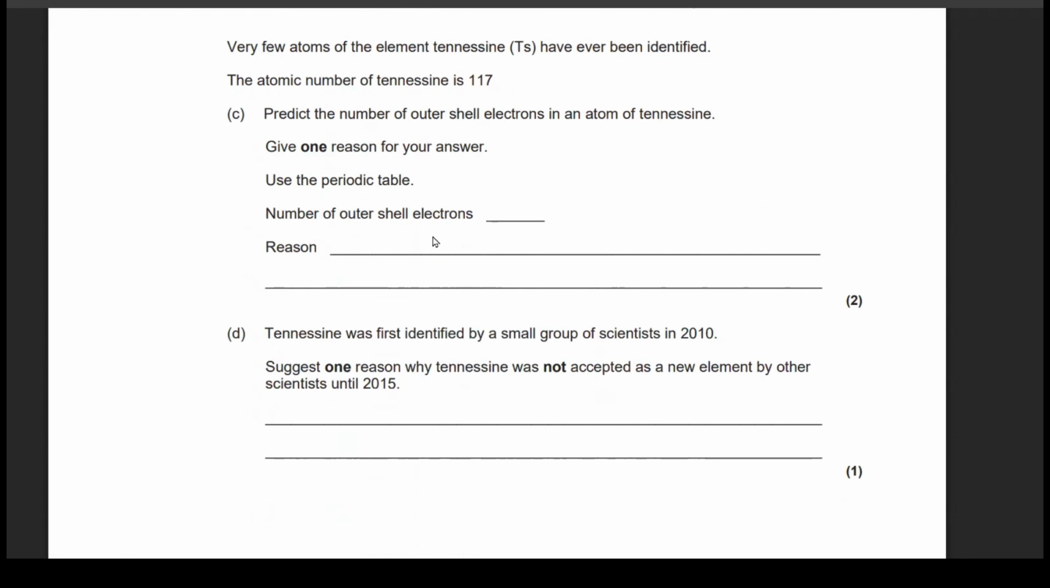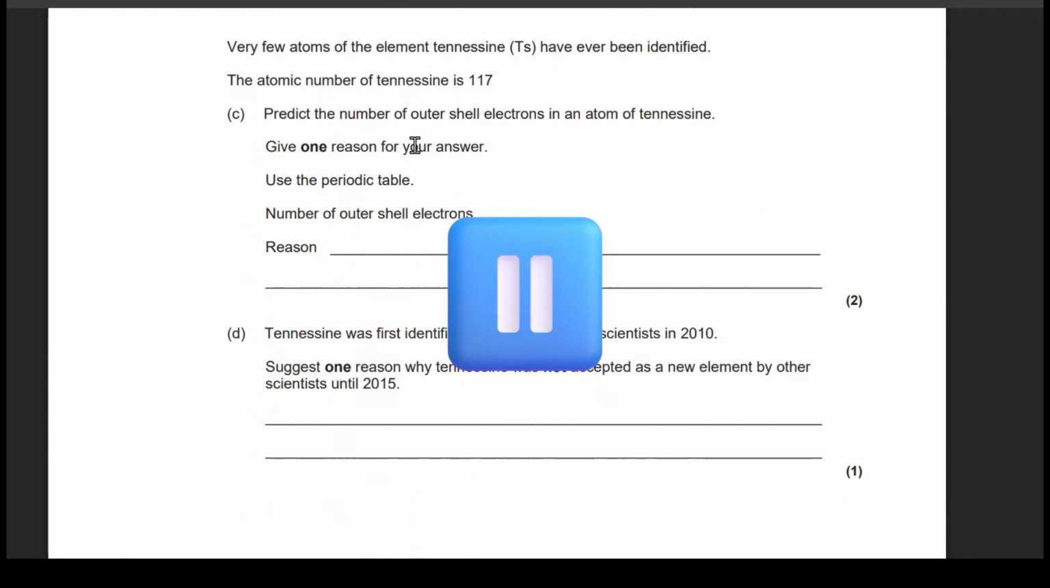So what we need to do is go and look at the periodic table. Now you could try to draw out tennessine by doing 2 8 8 8 8 8 8 8 8 8, but it's going to be wrong. So let me take you over. You can pause the video, have a go at this if you have a periodic table handy. If not, just watch this through.